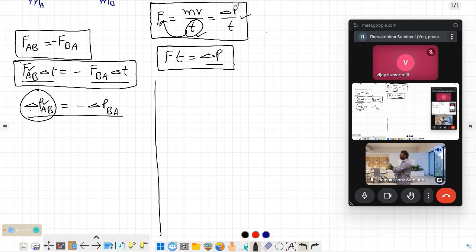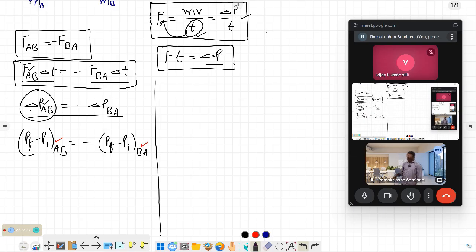That means I can write the change in momentum as final momentum minus initial momentum of AB. Similarly, minus PBA is also final momentum minus initial momentum of BA. In the case of the first one, A's momentum changes; in the second one, B's momentum changes. Force on A by B means A's momentum changes. Force on B by A means B's momentum changes.